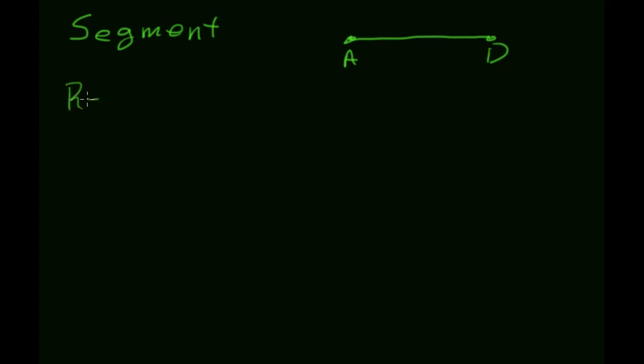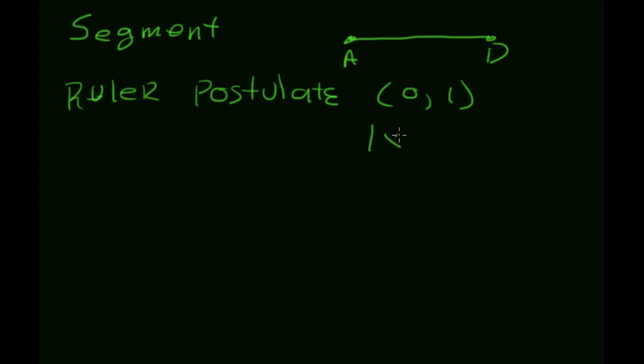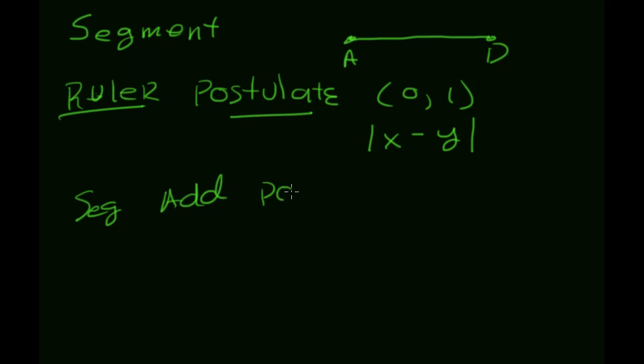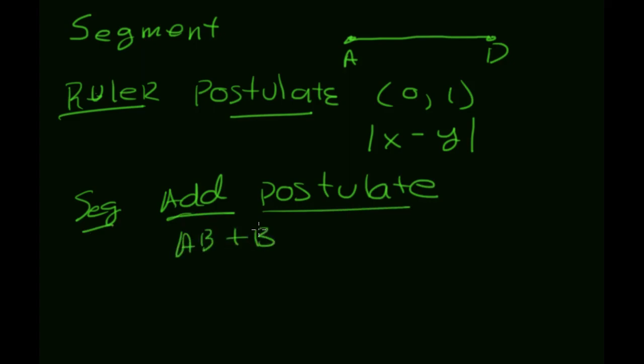We get measurement by using the ruler postulate. And that's just saying, if I know where the 0 is, and I know where the 1 is, I know where everything else is, and that the distance between two things is the absolute value of the difference of their coordinates. Okay, so that's the second big idea. We have a segment addition postulate, which basically says that if I add up the two parts, I get the whole.